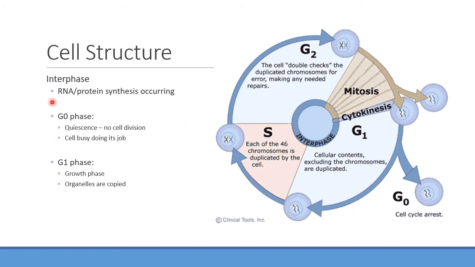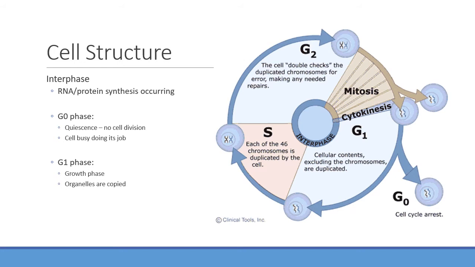Anywho, so again, interphase, this is where you're going to see a lot of RNA and protein synthesis actually occurring here. We mentioned G0 is where a lot of cells are just kind of trucking along, doing their thing, not actively dividing. You're going to find that in some cases, there are certain cell types that are only rapidly dividing. They spend very little time in G0. There are some cells that spend almost all their time in G0.